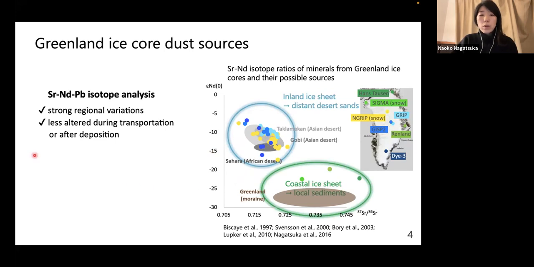And actually, I also have used this for a long time. But unfortunately, there is a problem with this method. They need large numbers of samples for the analysis, and so have targeted mostly ice core dust from glacial periods characterized by a high dust concentration. So because of this, there is limited information on ice core dust sources during interglacial periods.